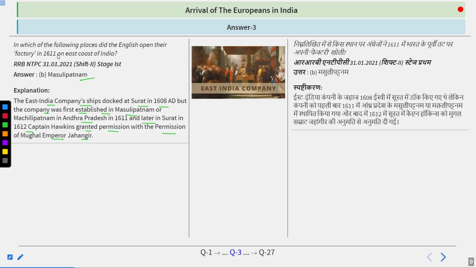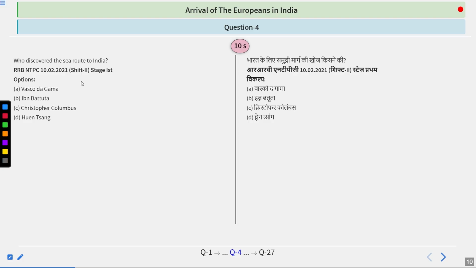So particularly if we talk about the English opening their factory in 1611, that is on the eastern coast of India, and that is Masulipatnam. If we talk about the first official factory, that was in Surat after they got permission from Jahangir, and the first fort was in Madras. So remember all these things.